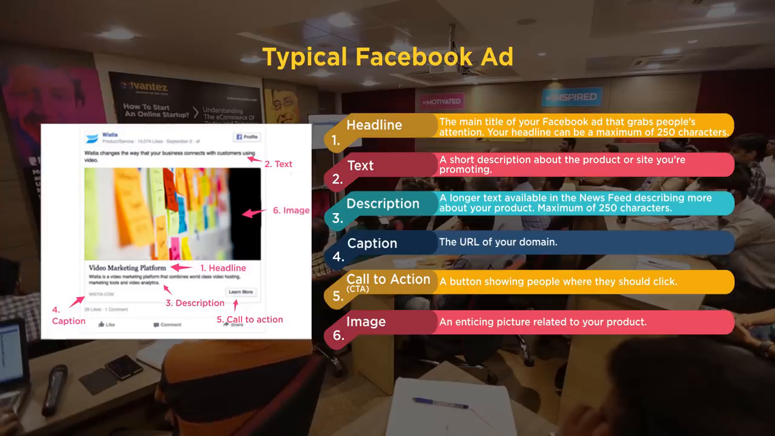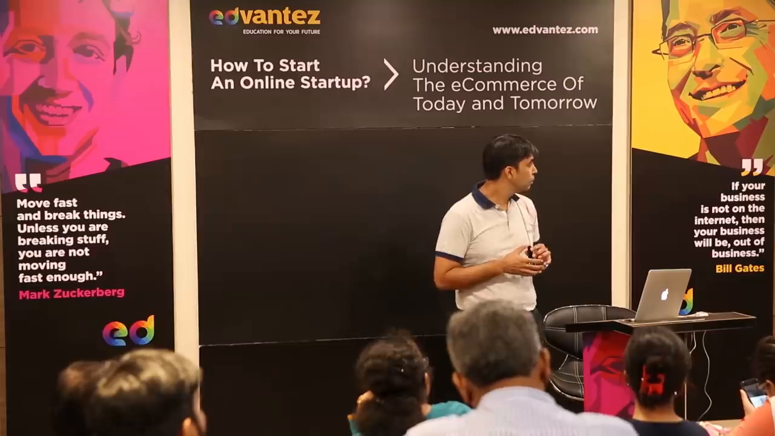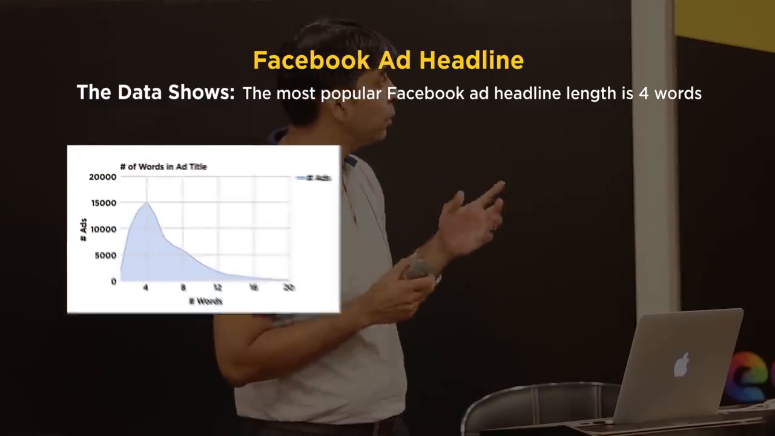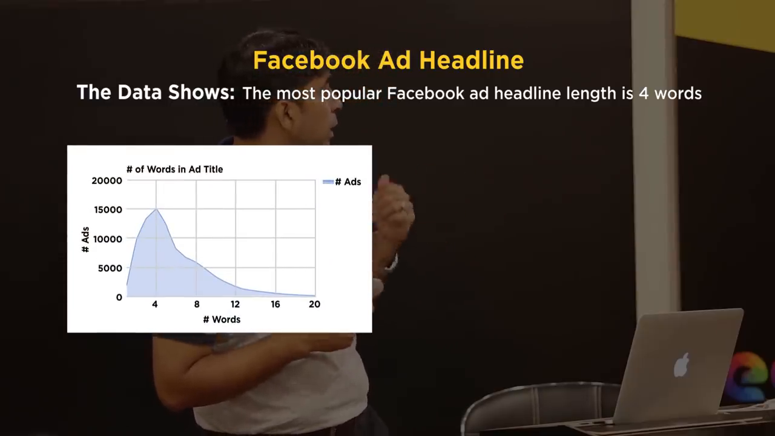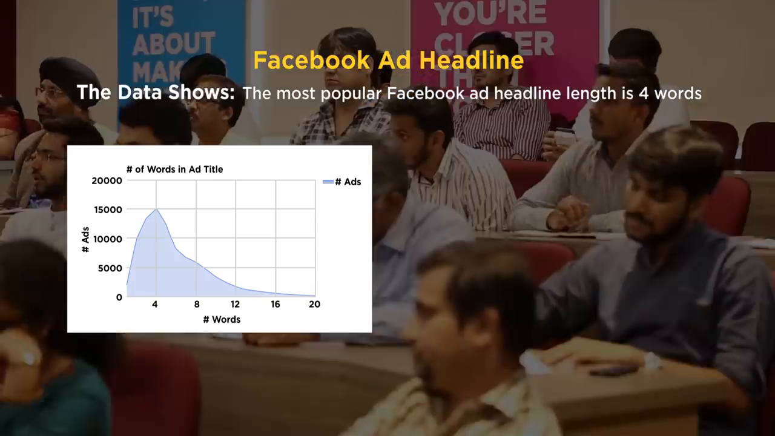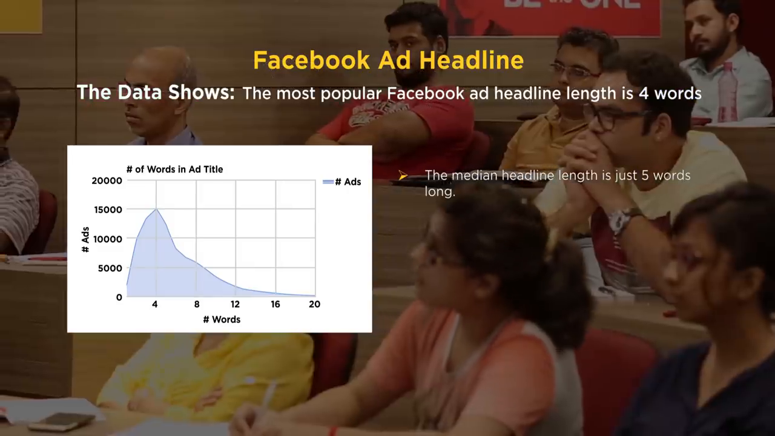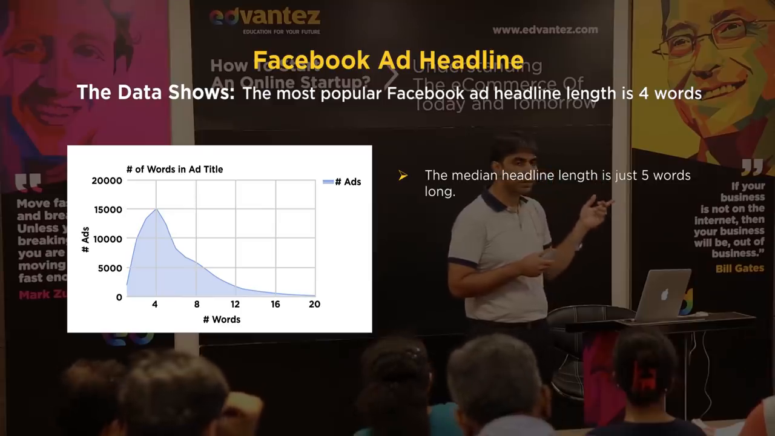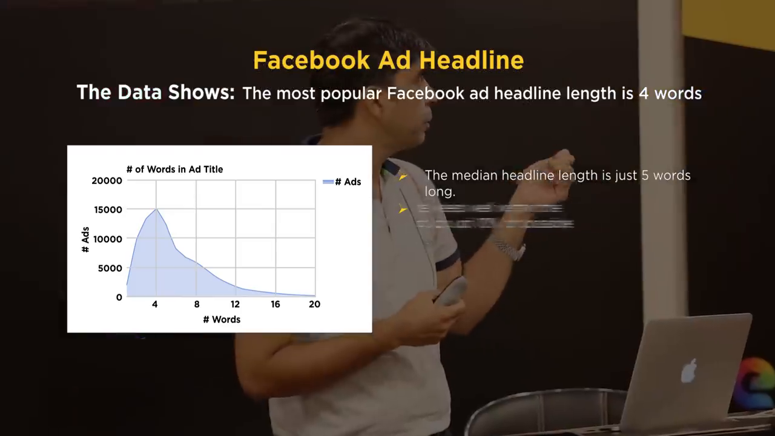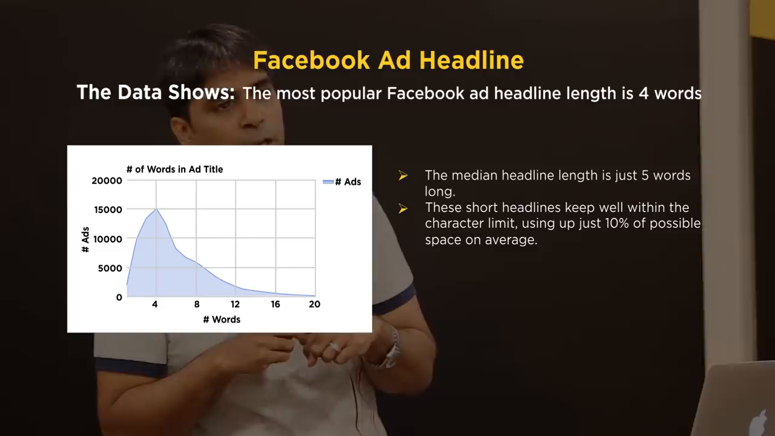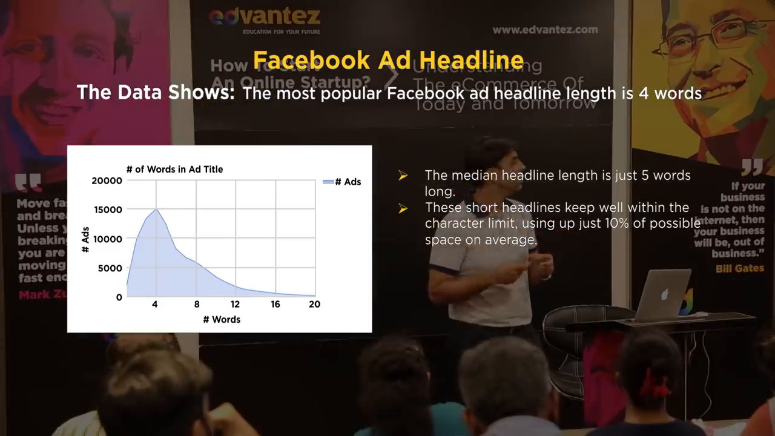Okay, a few more points, and then we'll get into creating the ad. So the data shows, and again, these are things from Facebook, that the most popular Facebook ad headline is four words. They've done research and said the most popular way people put an ad is about four words, even though the median length is five words. Short headlines keep well within the character limit. So we talked about the character limit, using up to 10% of possible space on average. They only want the headline to use 10% of total space of the ad. That's their standard to you, okay?